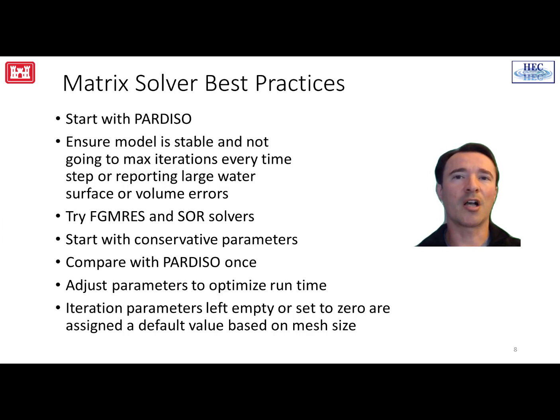Adjust the parameters to optimize the runtime. This means increasing the convergence tolerance, reducing the number of iterations, and increasing the relaxation factor. One useful tip is that any iteration parameters left empty or set to 0 are automatically computed based on the mesh size. This can be useful for getting initial estimates of these parameters.